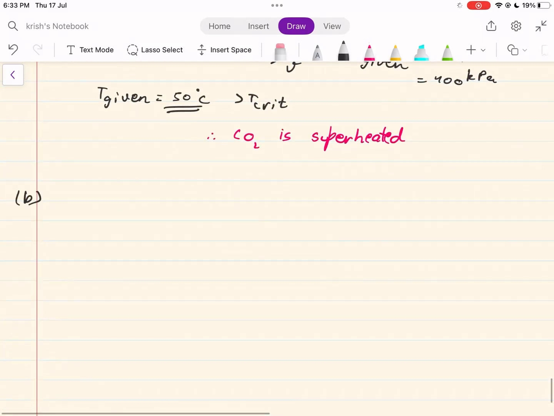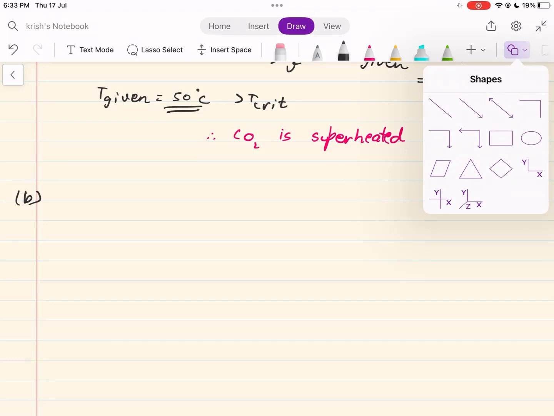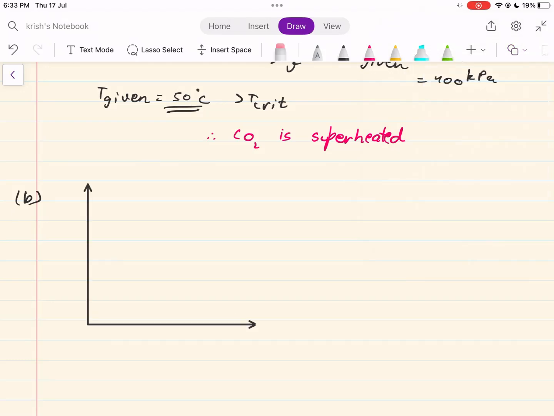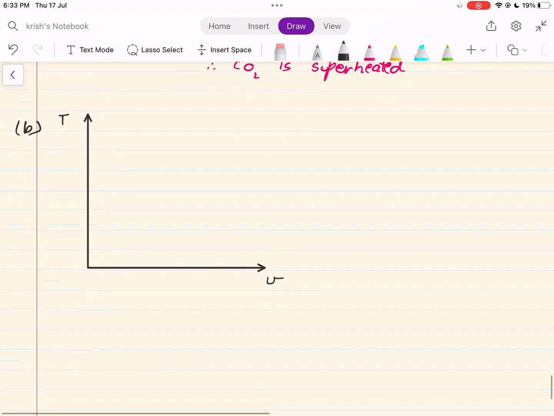Okay, going on to part B, that we will also be solving in a similar manner. Let us quickly draw the diagram again. This is the most important diagram, guys. Without this it doesn't work.